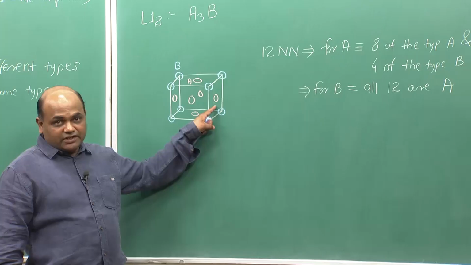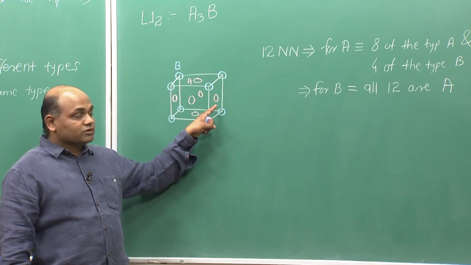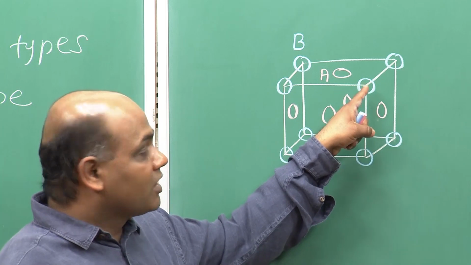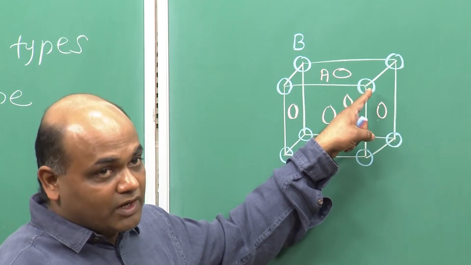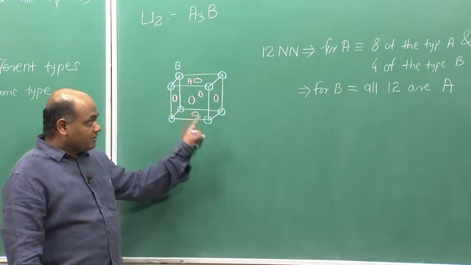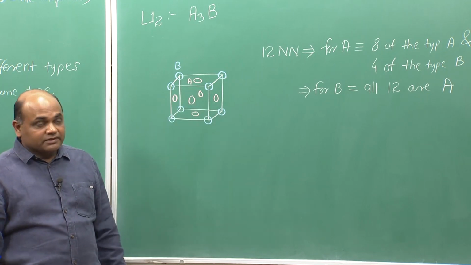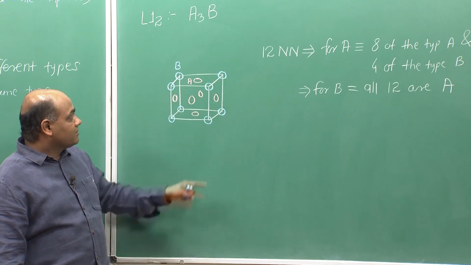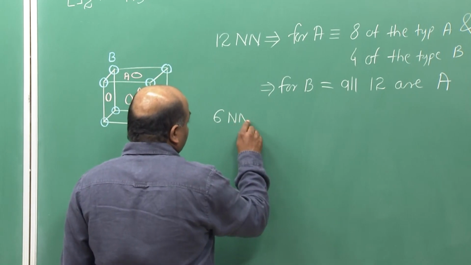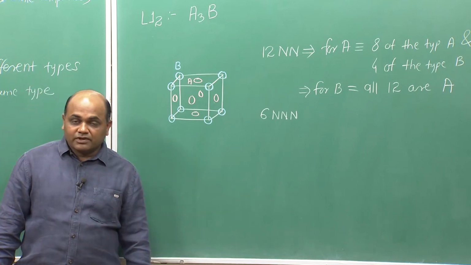Since each face is shared by 2 cubes and there are 6 faces, so there are total 3 atoms per cube here of type A, and each corner again is shared by 8 cubes. So, there is only 1 B atom per cube. So, the stoichiometry of A3B type is maintained by this type of structure. Now, if you look at the next nearest neighbors, again there are 6 next nearest neighbors for any atom, and all of them you can see are of the same type.